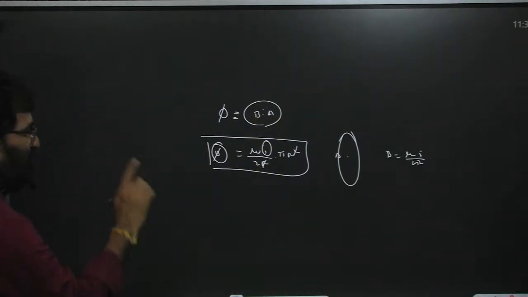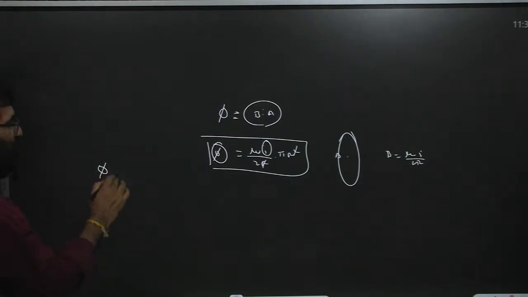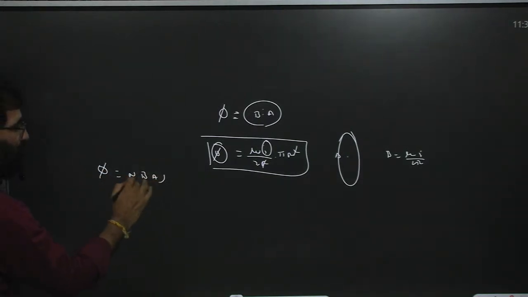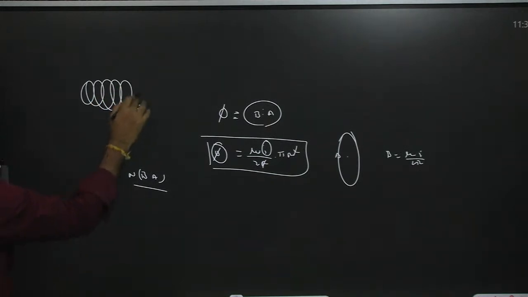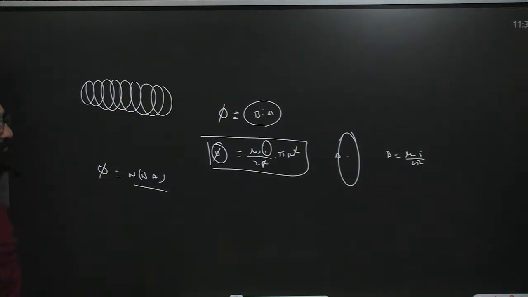When one loop is there, flux is B into A. When N loops are there, flux is N into B into A. Take a solenoid. A solenoid is a continuous number of loops like this. A very tightly wound solenoid, where the radius and the area of cross section are very small, is nothing but an infinite solenoid. Current is flowing through it in this direction. That is called self-inductance, the self-opposition of the inductor.